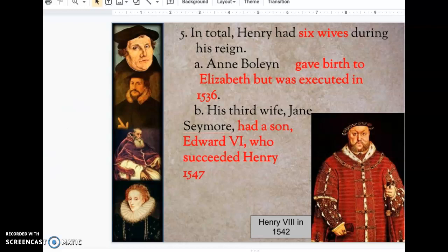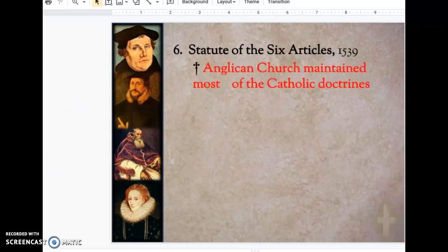So moving on to your outline on number 6. The Statute of the 6 Articles. This is basically saying that the Anglican Church maintained most of the Catholic doctrines. So that means the Anglican Church will follow the Catholic beliefs, but instead of having the Pope as the head of the church, it will be the king.